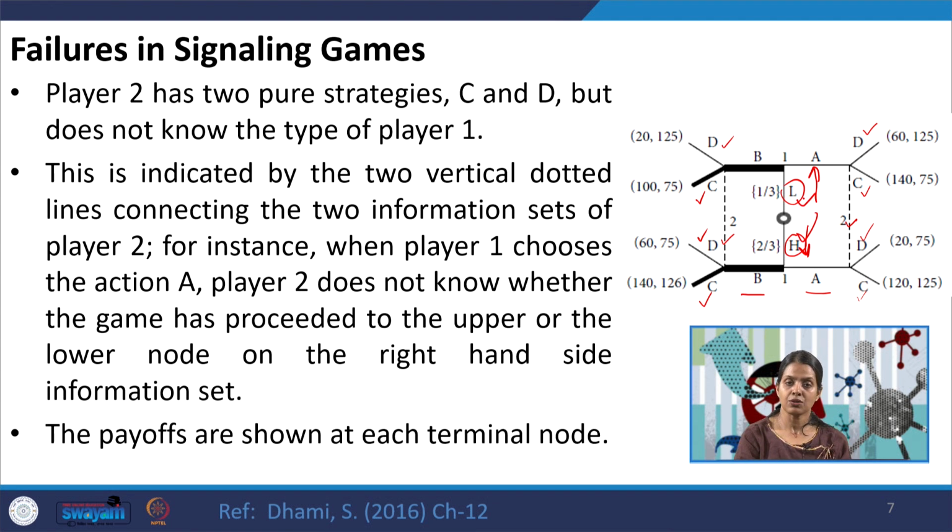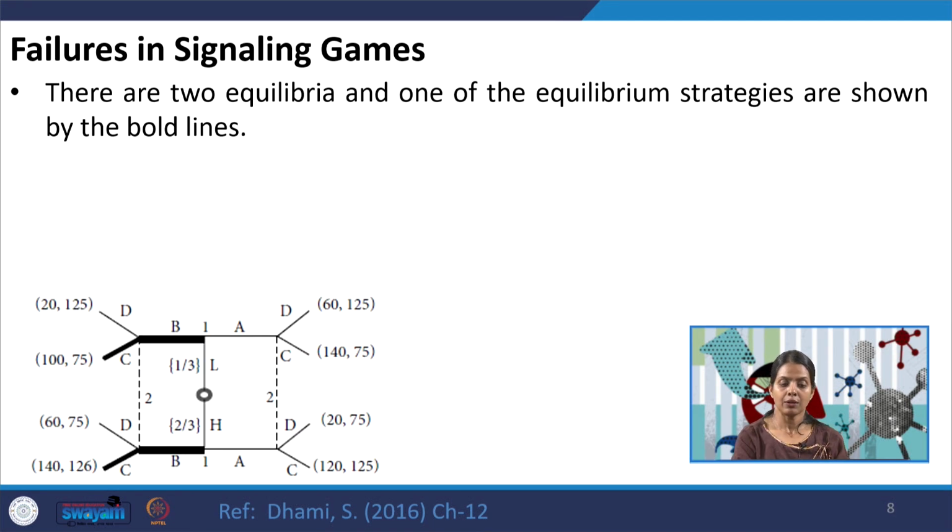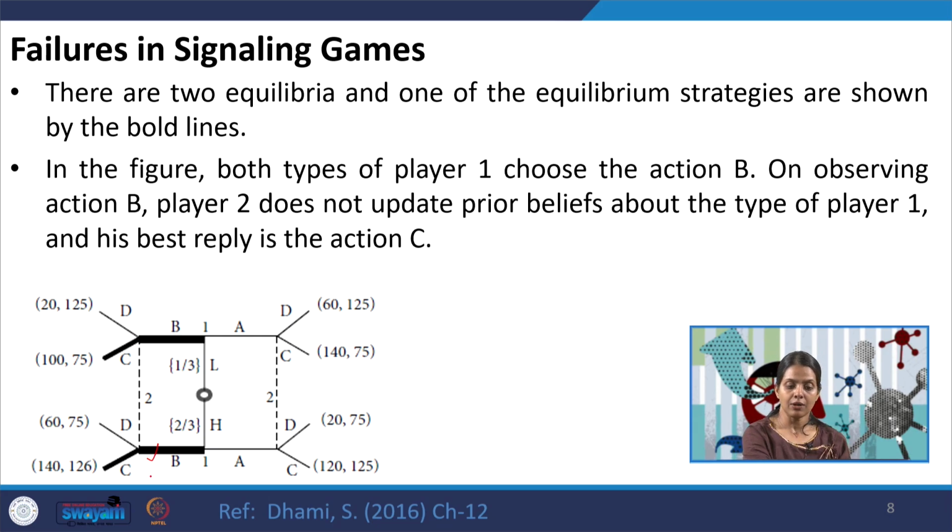The payoffs are shown at each terminal node. There are two equilibria, and one of the equilibrium strategies is shown by the bold lines here. In the figure, both types of player 1 choose action B if they are chosen by nature.